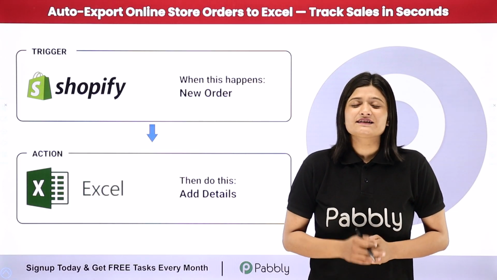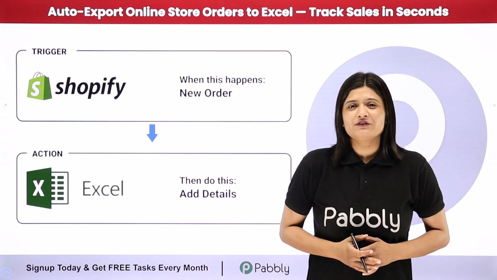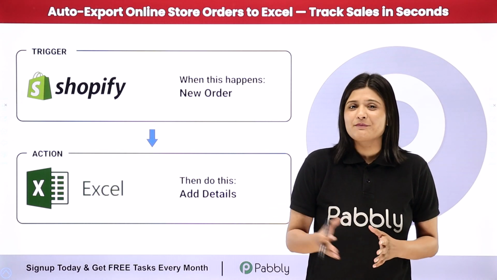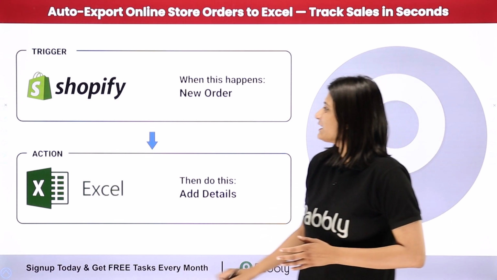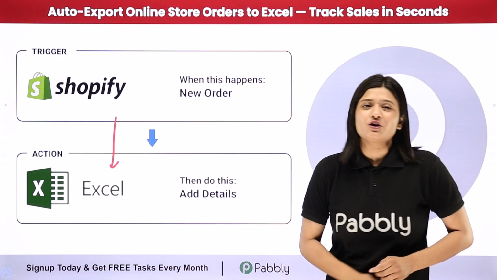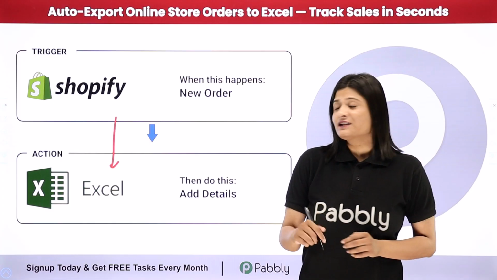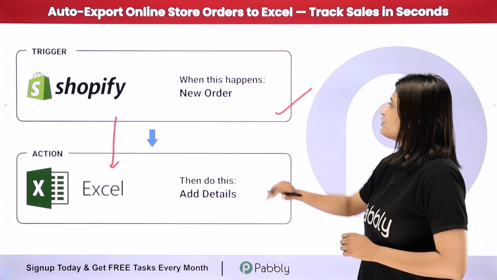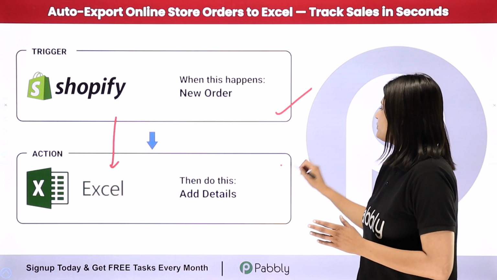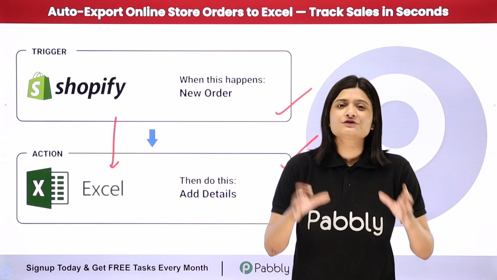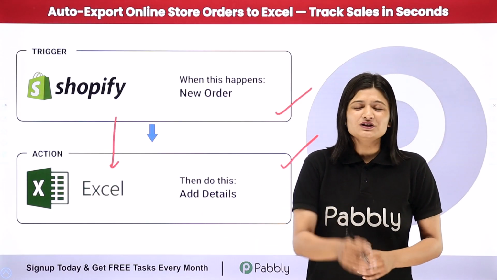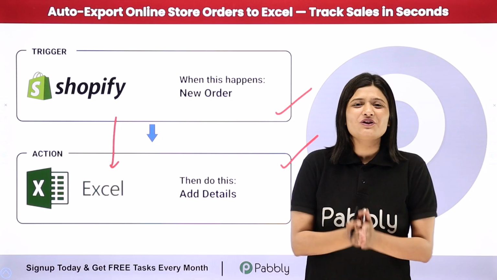So Pabbly Connect is an amazing automation and integration software which requires no coding or programming skills. Here I just need to build a connection between Shopify and Microsoft Excel. With the help of Pabbly Connect, I'm going to build this connection in such a manner that whenever I receive a new order from Shopify, I'm going to add all the order details to my Microsoft Excel workbook. Now, if you want to learn the step-by-step process, then let me take you all to my screen.